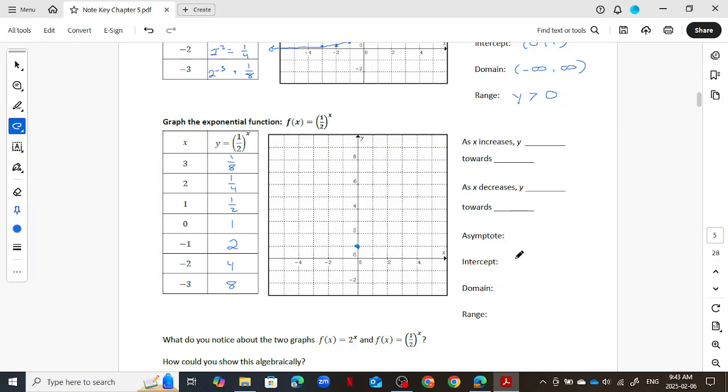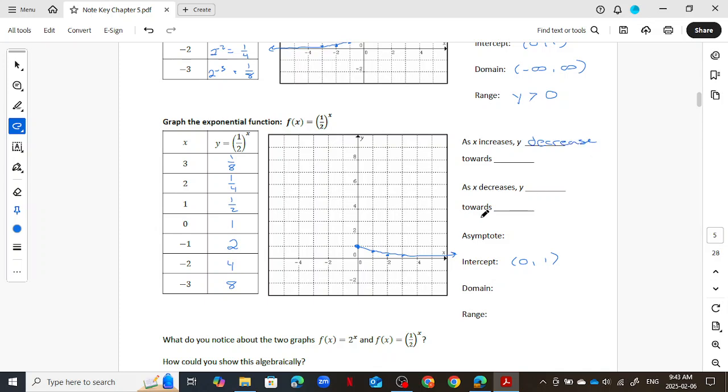Ooh, that's something they have in common. Both of these graphs have a y-intercept at (0, 1). Now what's going to happen to my y values as my x values increase? Well, when we put in x is 1, I got a half. When I put in x is 2, I got a quarter. When I put in x is 3, I got an eighth. What is happening to this graph? As my x values increase, my y values decrease.